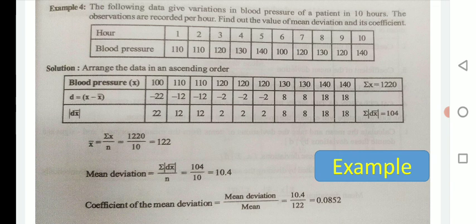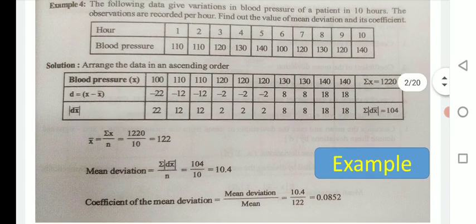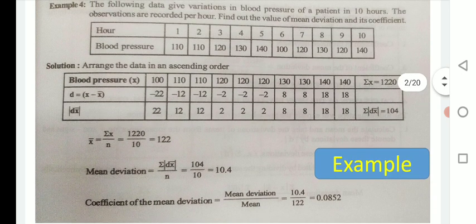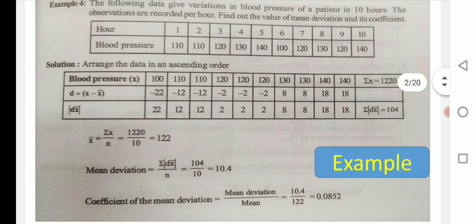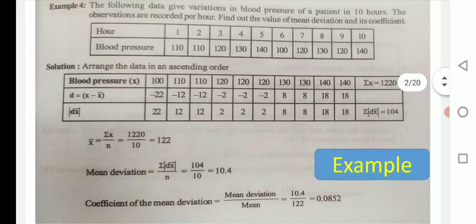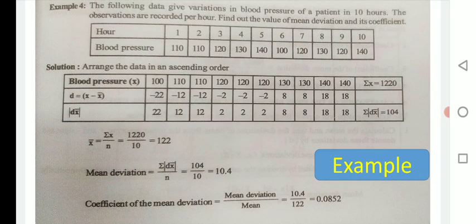So for the second step, you have to calculate the mean, and after getting the mean you have to check the difference between the individual observation and the mean. And in this problem we have seen that we just subtract x minus x bar, that is the individual observation minus the mean, and solve for this. Okay. So we have calculated the mean deviation and it is 10.4.